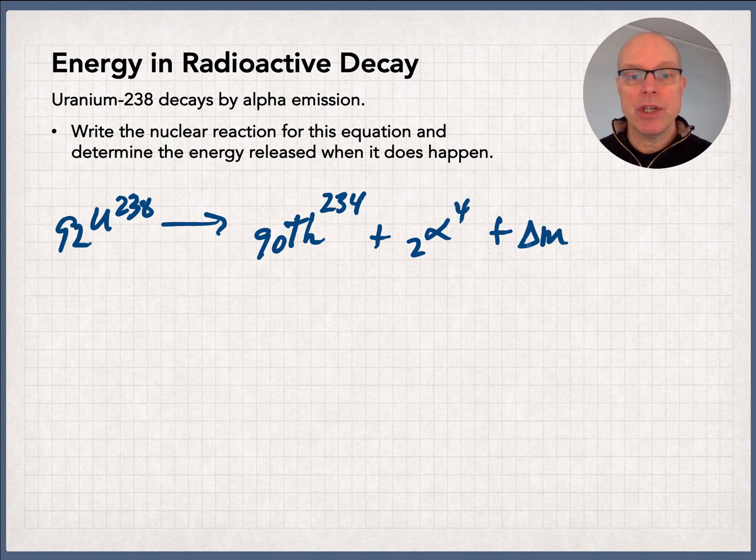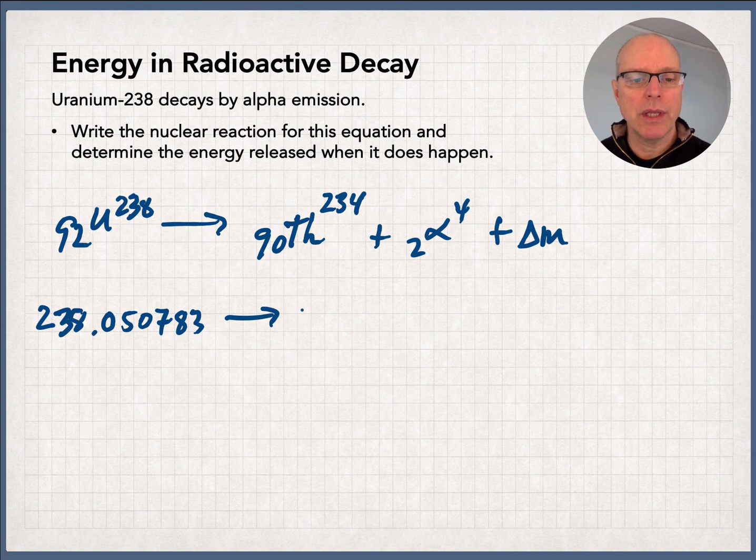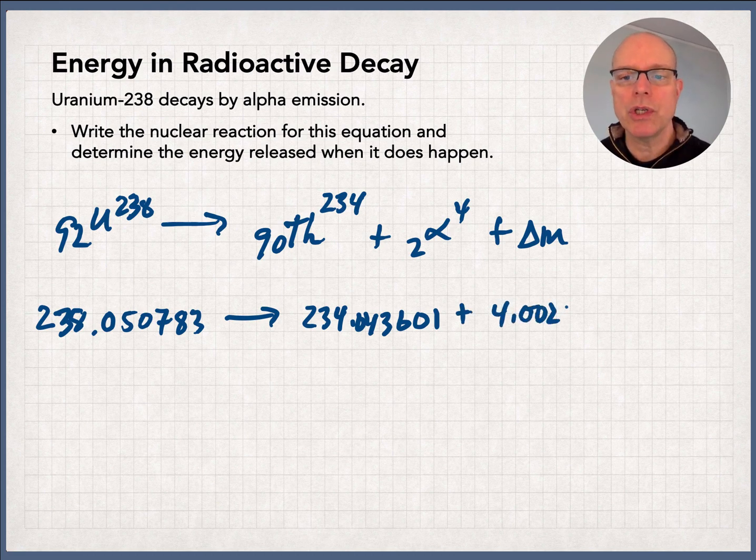Okay? Having said all that, let's dive in and I'll show you how easy this is. We're going to live on Appendix B in our textbook. We're going to look up masses and write down all the decimal points, and it's a tad tedious to be honest with you, but we can be careful with numbers. So 238.050783 is the mass of my U-238, and it gives birth to something that's lighter, which is 234.043601, plus an alpha particle, which is 4.002603. That's a helium nucleus in Appendix B.